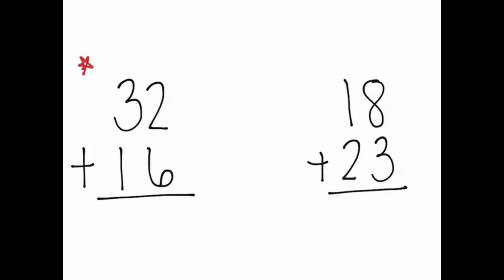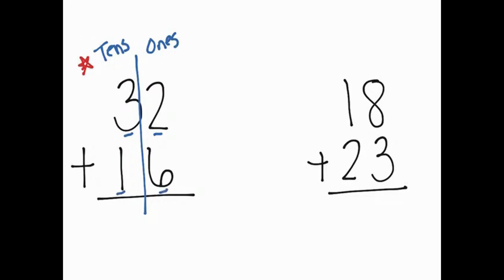The first thing I'm going to do is separate my tens and my ones column. I do that by drawing a line down the middle. So the 3 and the 1 are in my tens place, and the 2 and the 6 are in the ones place. That means that the number 32 is made of 3 tens and 2 ones. The number 16 is made of 1 ten and 6 ones.